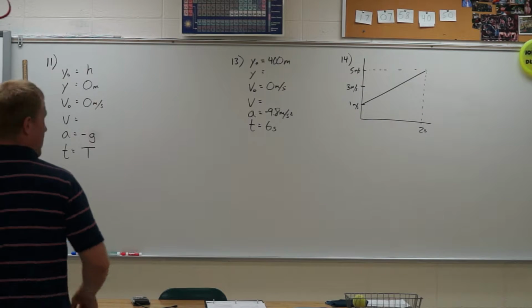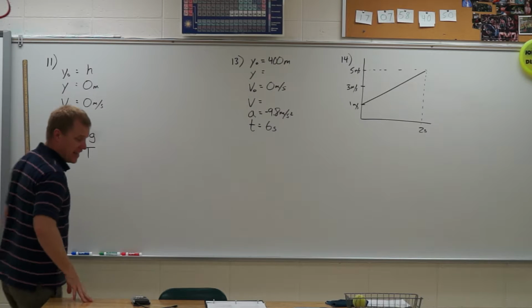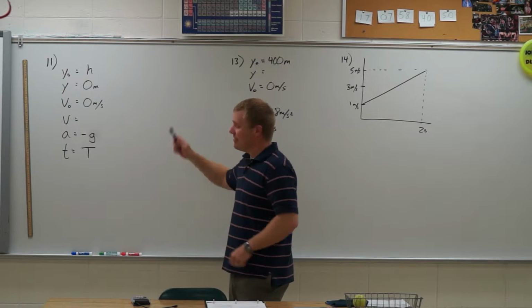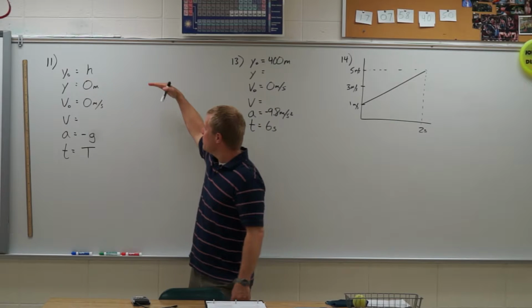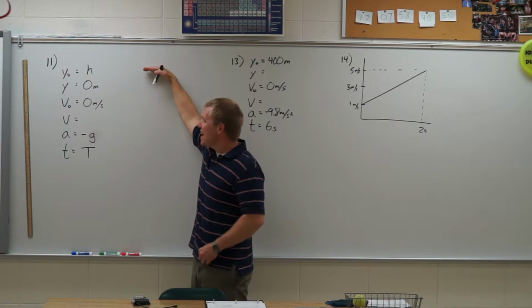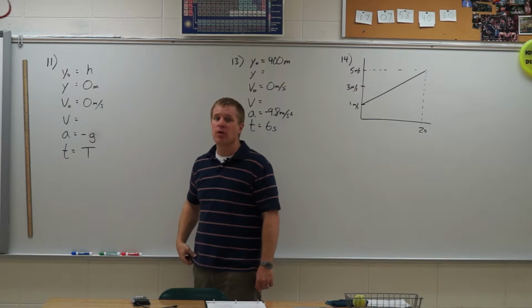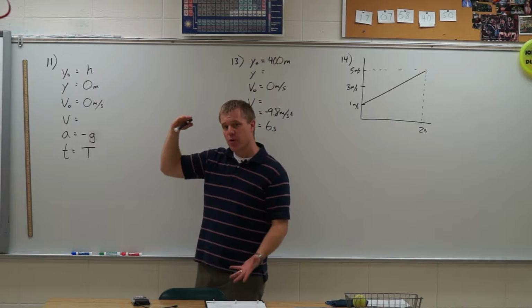All right, so we are going to go through those clicker questions today. So we're going to start with number 11. Number 11 says if I drop something from a certain height h, it takes a time t to reach the ground. What happens if I go to a height of 3h?